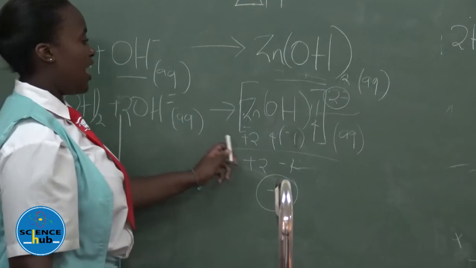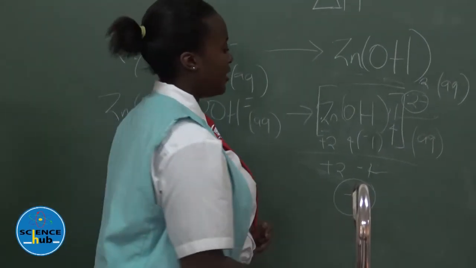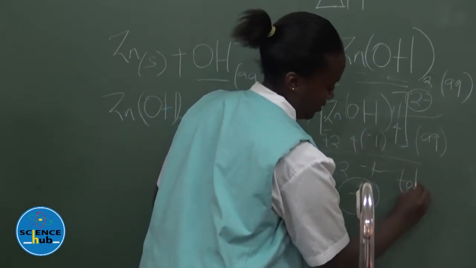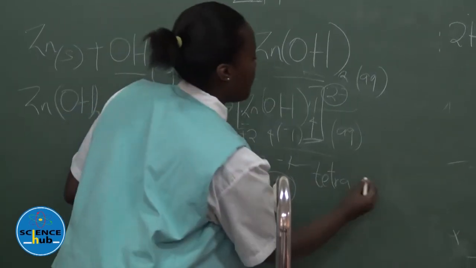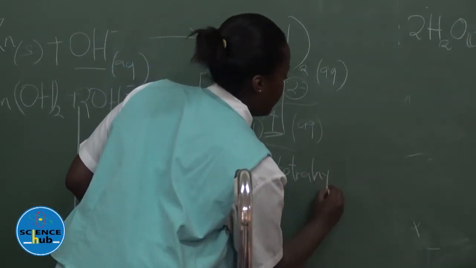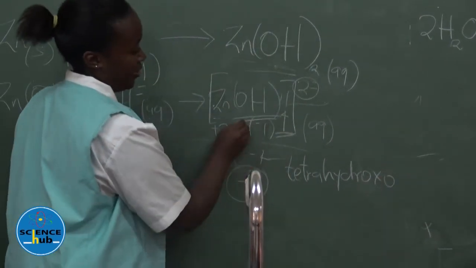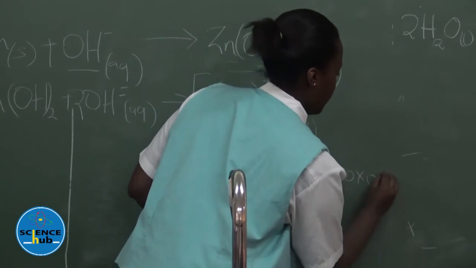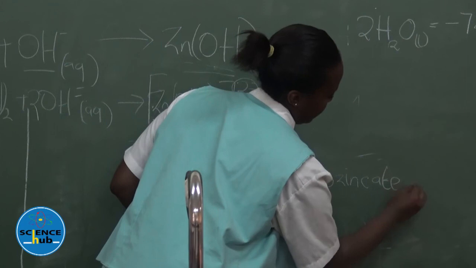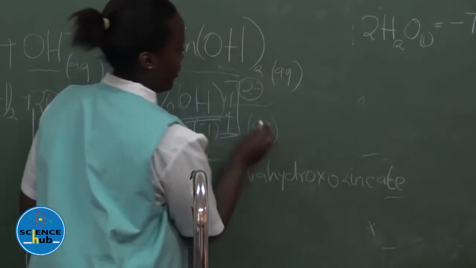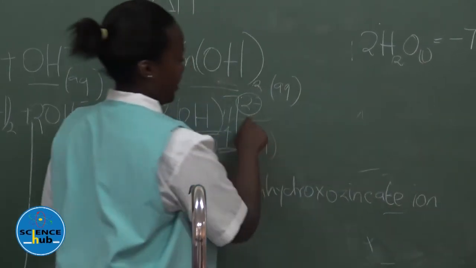So, how do we come up with a name for this? For this, we are going to call it tetra due to the 4 hydroxide ions, hydroxyl due to the hydroxide ions, zinc, and then we're going to add a suffix -ate because it is negative, and then at the end we're going to call it an ion because it has a charge.